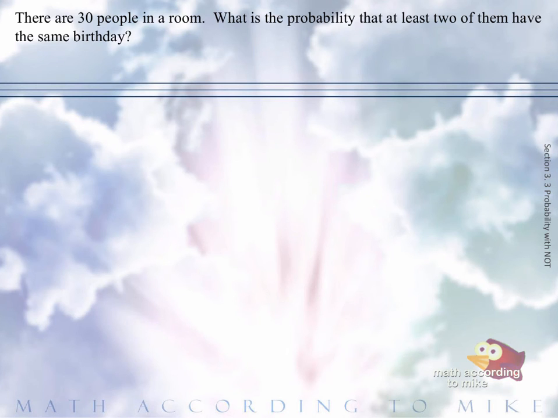All right, this is a very famous problem. This is called the birthday problem. Suppose there are 30 people in a room. What is the probability that at least 2 of them have the same birthday? Now, there are 2 ways to do this problem.